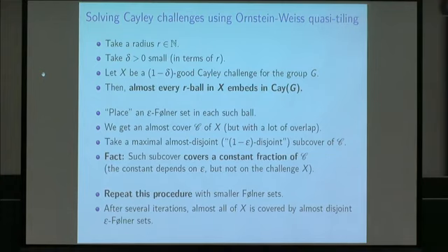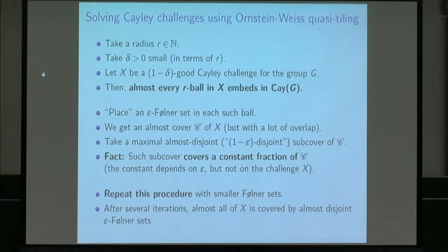OK, so I have a graph which locally almost all balls look like in the Cayley graph. Now I'm starting the Ornstein-Weiss quasi-tiling mechanism. I am placing an epsilon Følner set in each ball. So let me draw it.